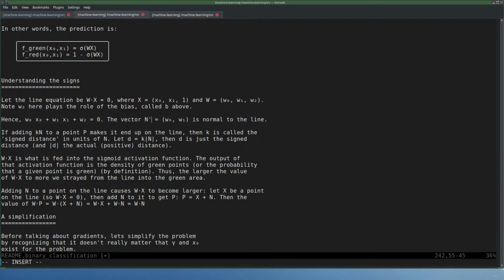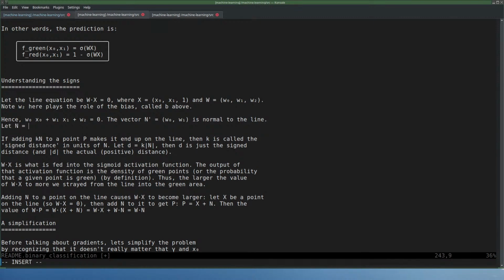Do that like this. And n prime is normal to the line. Let n be 0, so that it can be added and subtracted from x vectors.